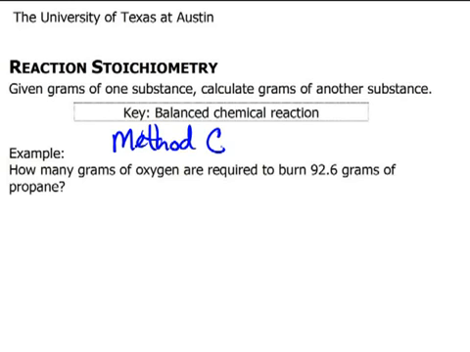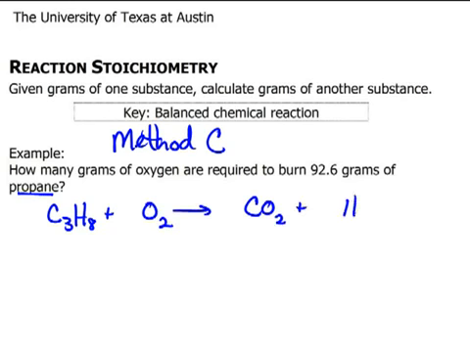Alright, so we've already in the other videos looked at how to write the balanced chemical reaction for propane burning in air. Propane is C3H8 plus O2 gives CO2 plus H2O. We're going to be very good at balancing this equation by the end of these three videos. Alright, so we've written out the balanced chemical equation now, and the next thing we will do is write what we're given, 92.6 grams of propane and X grams of O2.